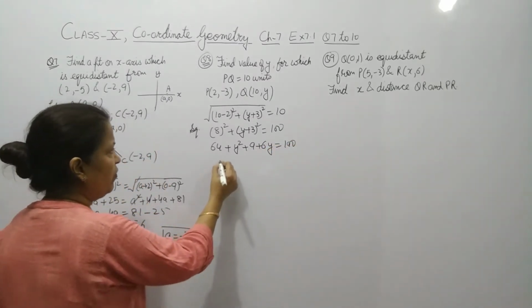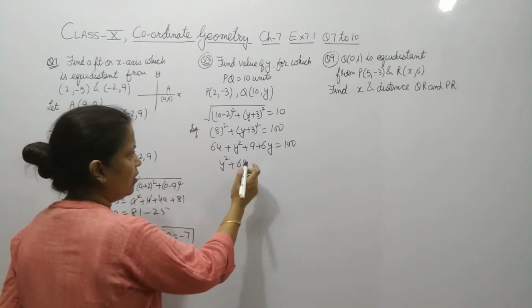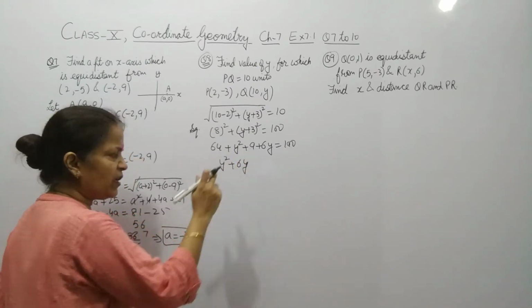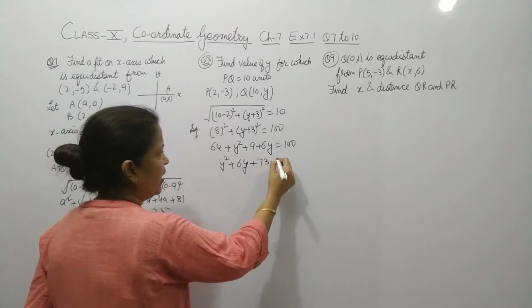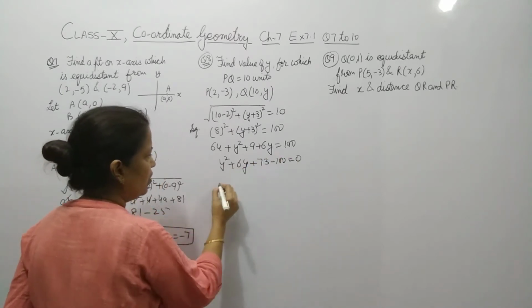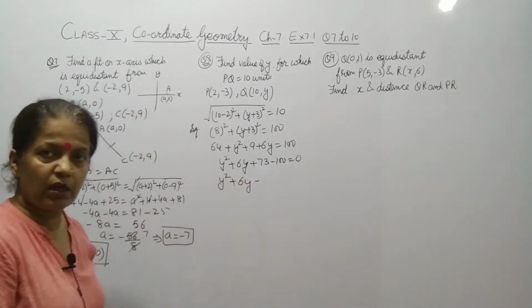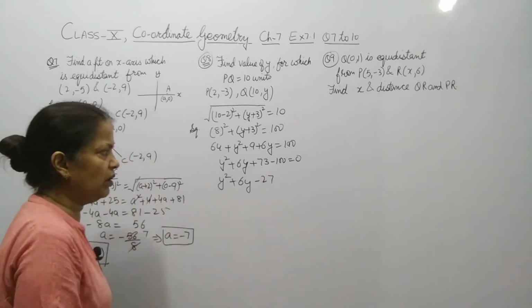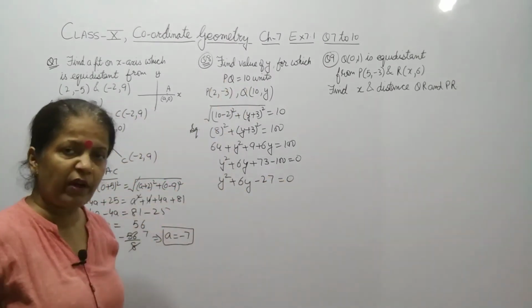Now go for the plus 6y. Now 64 plus 9, 73, minus 100 equals 0. So y square plus 6y minus, what should it be? 27 equals 0. Now the question is find the value of y.